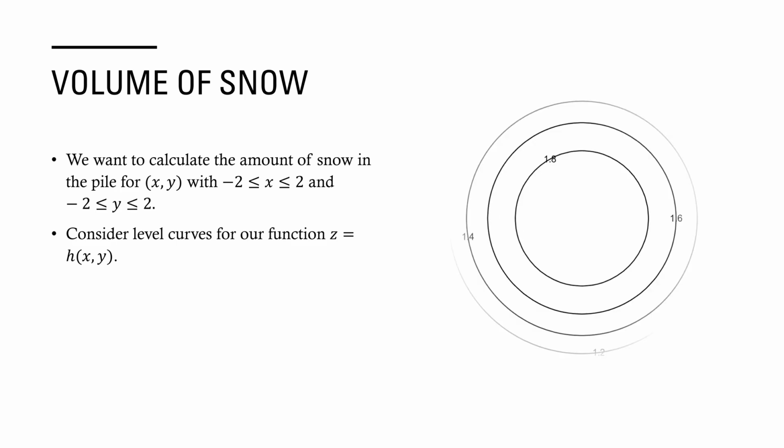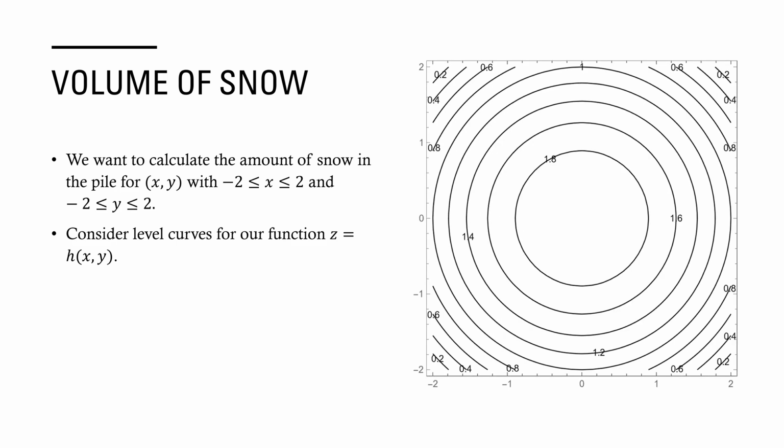So let's suppose this is a picture of our level curves for our snow pile. And we can see it's kind of shaped like an upside down parabola here. And so all of our level curves are circles. And of course, the height here at the 1.8 is telling us this is about, say, 1.8 feet or meters, depending on how big our snow pile is. So how are we going to use this?